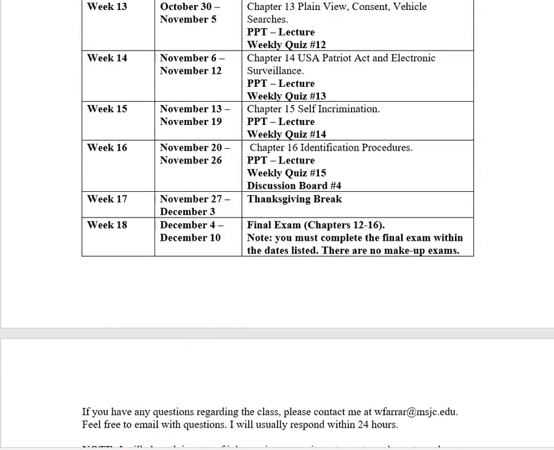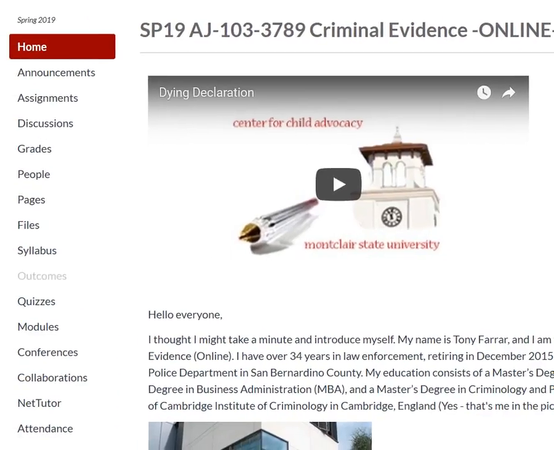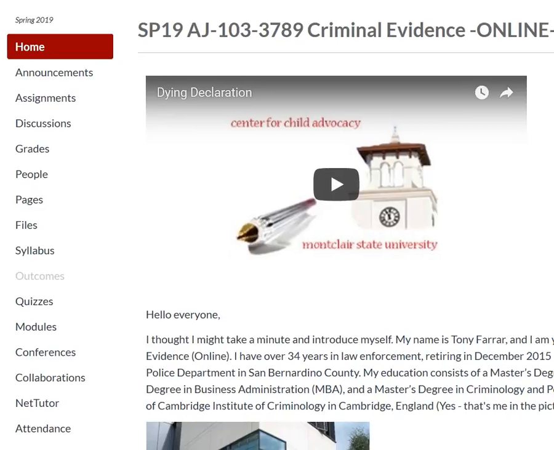So real quick, I want to take one last moment, and I want to go through what the modules look like. So I'm going to slide this over here really quick. This is the spring AJ103 online class, so it's not yours, but it's very similar, and it looks pretty much the same. Over to the left right here, this is the home page, and you can't see the whole thing, but that's okay. But over here are your links. You have announcements, assignments, and yours might look different than mine.